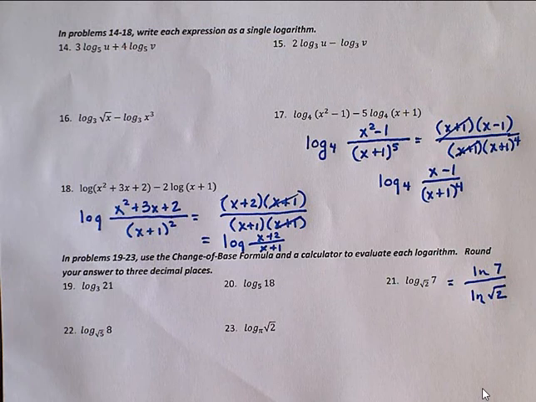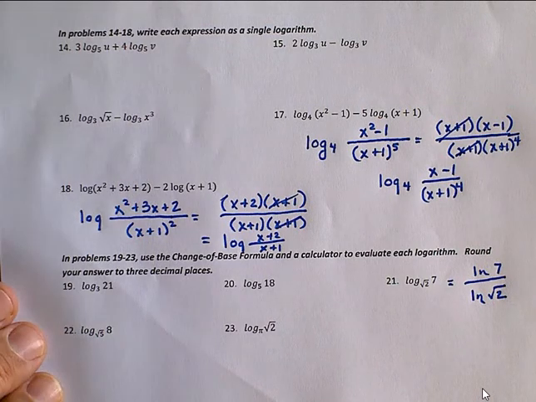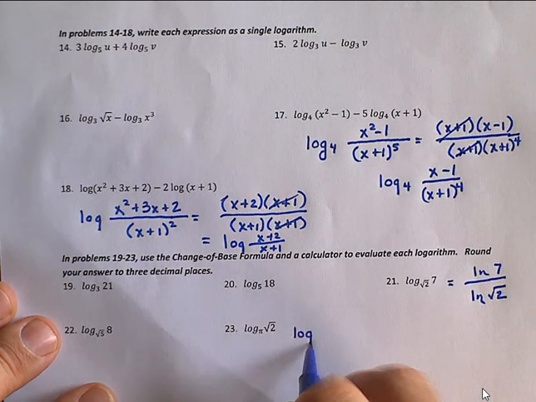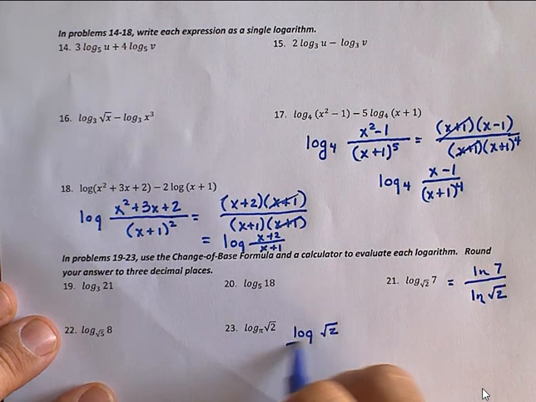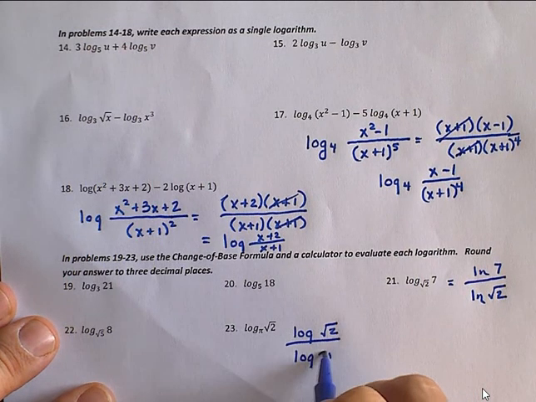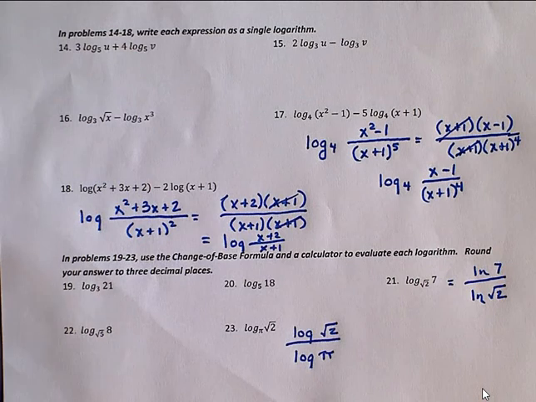On 23, I'm going to use common log on this one. So common log of square root of 2 divided by common log of pi. And again, just type them in and go. Okay, so this is again a little bit longer. The last part of this takes a little bit more to deal with. The first part of this is kind of short.